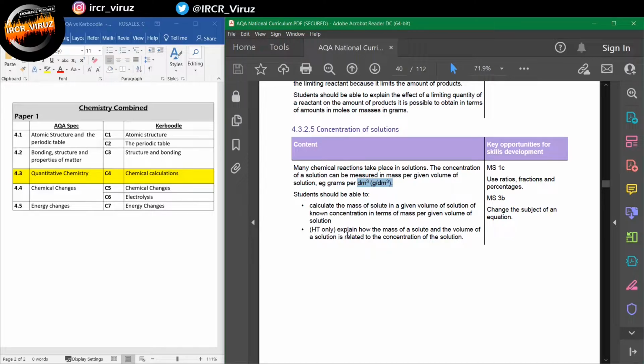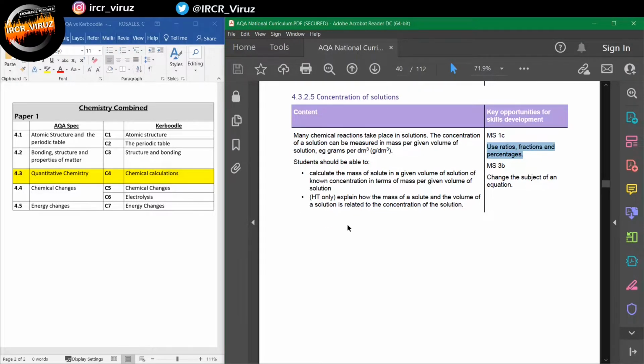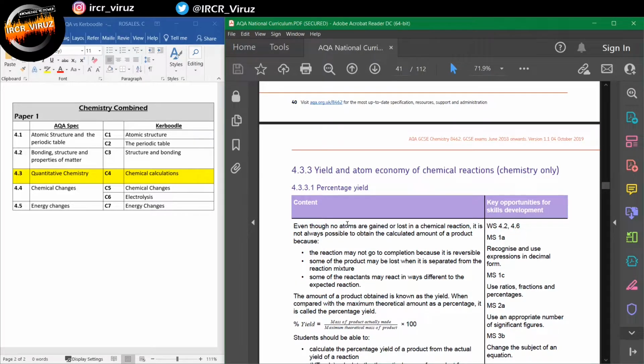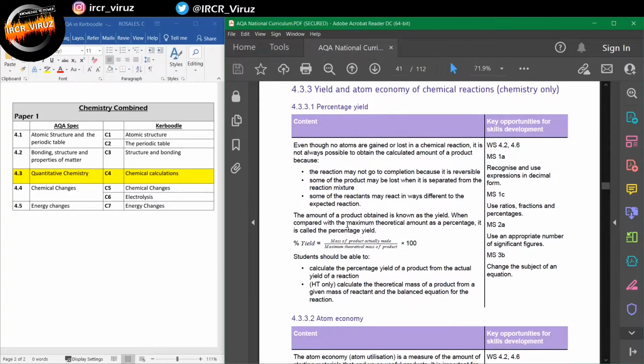For higher only, you're going to have to explain the mass of a solute and the volume of a solution in relation to the concentration of the solution. This links to using ratios, fractions, and percentages, and changing the subject in the equation. You're going to have to learn how to do that as well. Next, we're looking at percentage yield. Now this here is one of the formulas that you want to remember. A lot of the time it's going to be given to you.